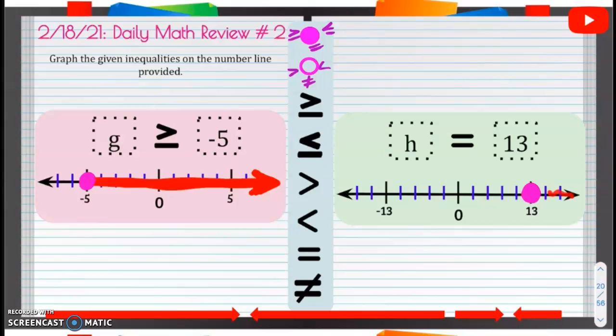No shading either way, because that's it. It just says it's equal to. So all it is a closed circle.